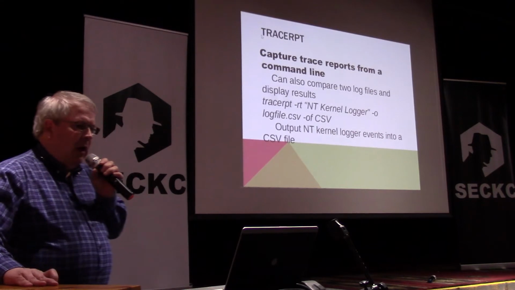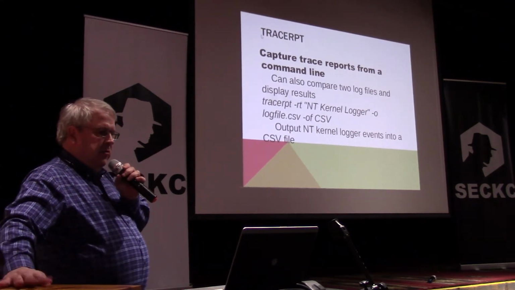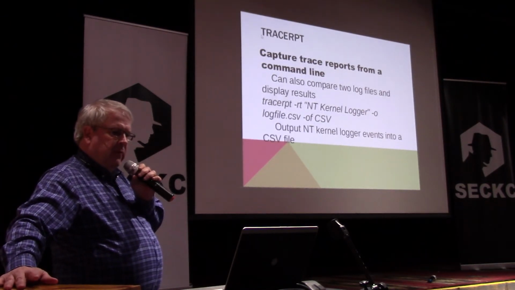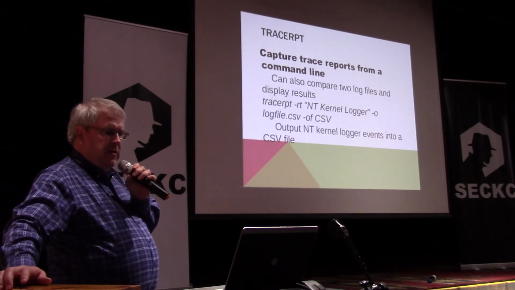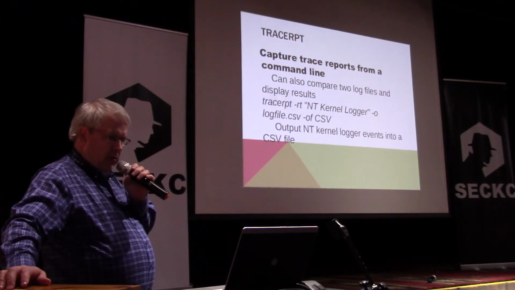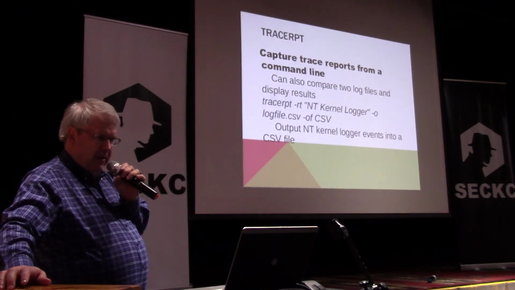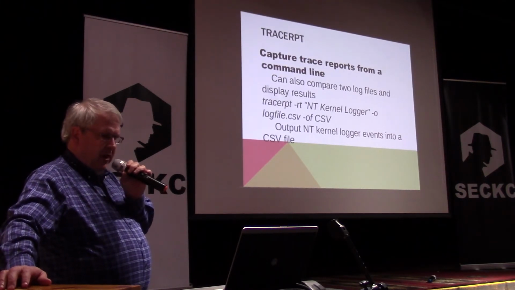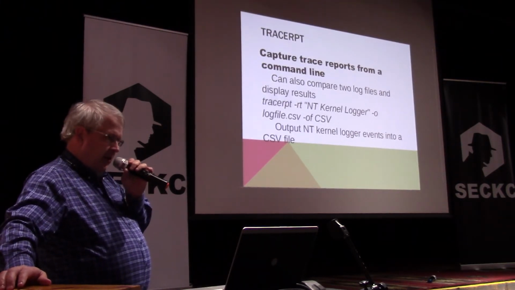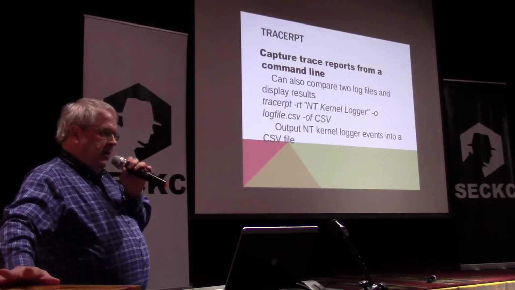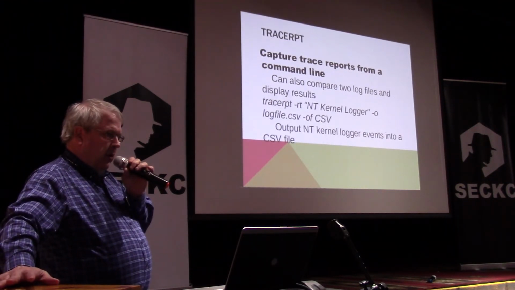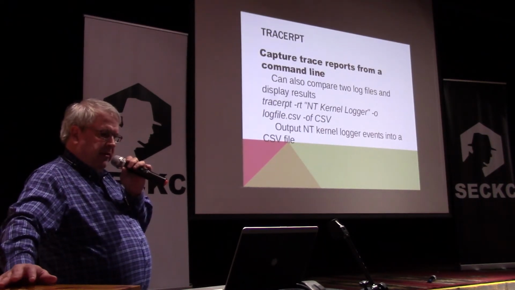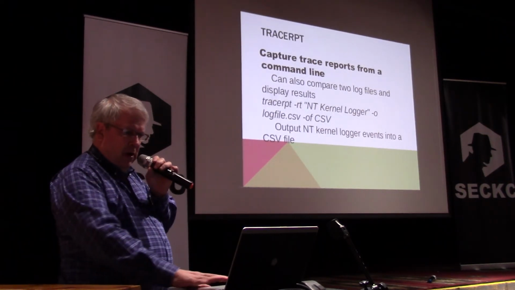Trace report, what I use it for primarily, and I tried to pull this up also, is that with Windows 7 and Windows 8, you could use it to pull up the NT kernel logger and output it to the log CSV. And more importantly, you can compare two different ETLs and try to find comparisons. If you're dealing with two different event logs and you're trying to track down where an intruder might have come in, you can run trace report to do the same identical thing as before.